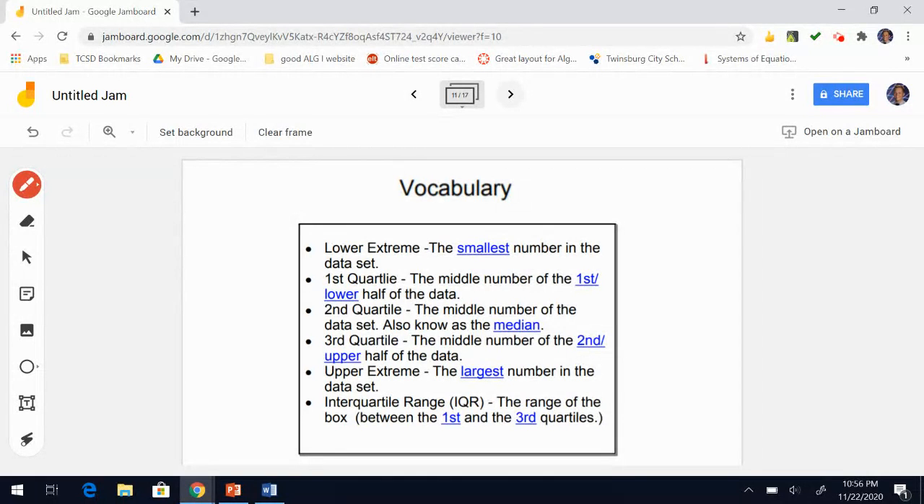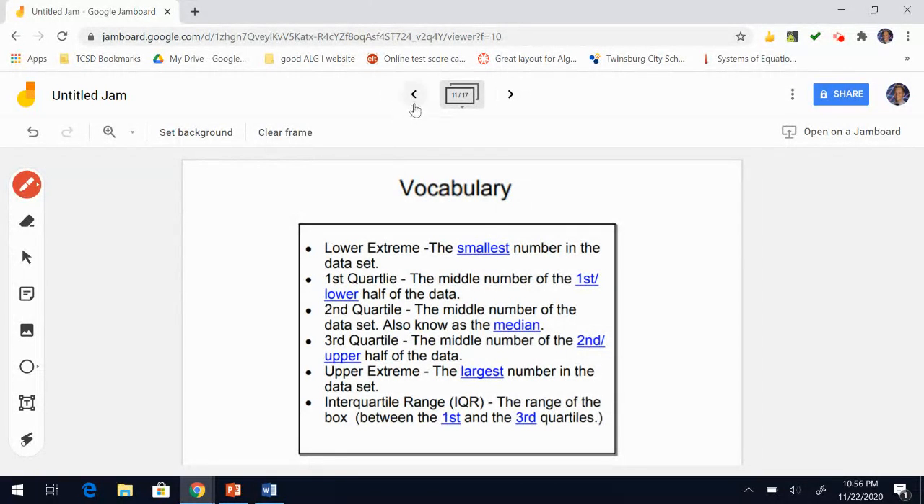Vocab, very important that you pause right here, because we're going to talk about the low extreme. Makes sense. It's the smallest number in the data set. The first quartile is the middle number of the first lower half of the data. The second quartile is the middle number of the data set, also known as the median. The third quartile, the middle number of the second upper half of the data. You have your upper extreme, which is the largest number, and then your interquartile range, the IQR, is the information that makes up the majority of that data, and it starts at the first quartile and goes to the third quartile.